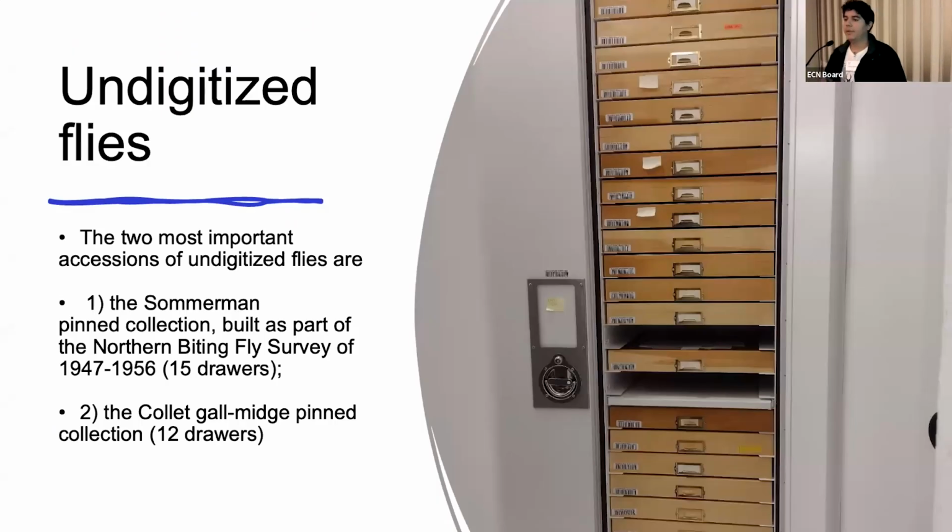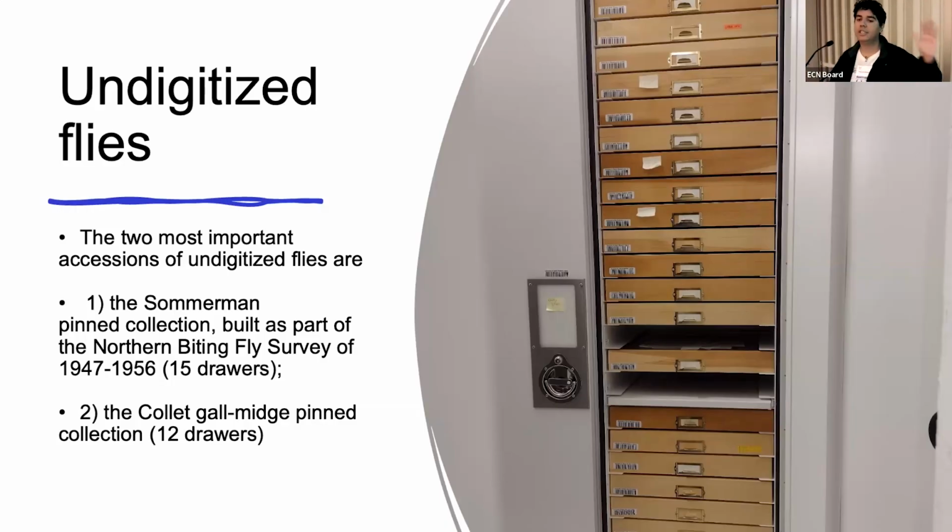Then we came out with 2 problems: the undigitized flies and the unidentified flies. Two big problems that we have. For the undigitized flies, historically we received 2 important donation batches of specimens. The Sommerman pin collection was built as part of a Northern Biting Fly Survey, with 15 drawers, and the Kool-Aid Gulmich pin collection with 12 drawers. In total, there were around 15,000 undigitized specimens.